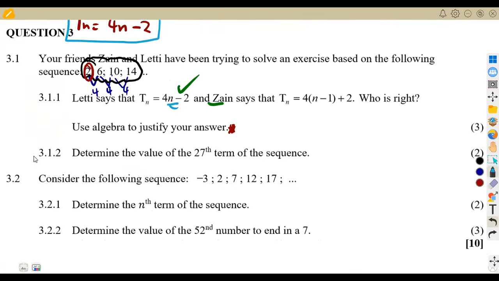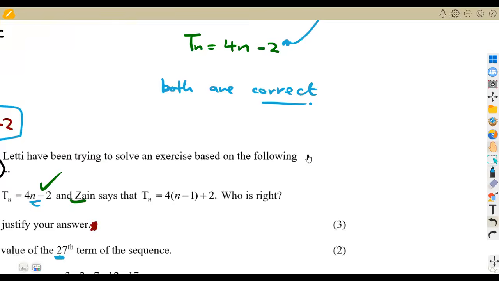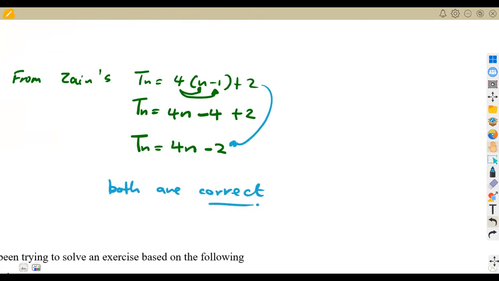And we're given 3.1 to determine the value of the 27th term of the sequence. All right, so we are given n is 27. So what is T27? Already we have got our Tn in simplified form. Remember, we managed to have this in simplified form. We now know that our Tn is equal to 4n minus 2. Yes, we can even use this one. It's one and the same thing.